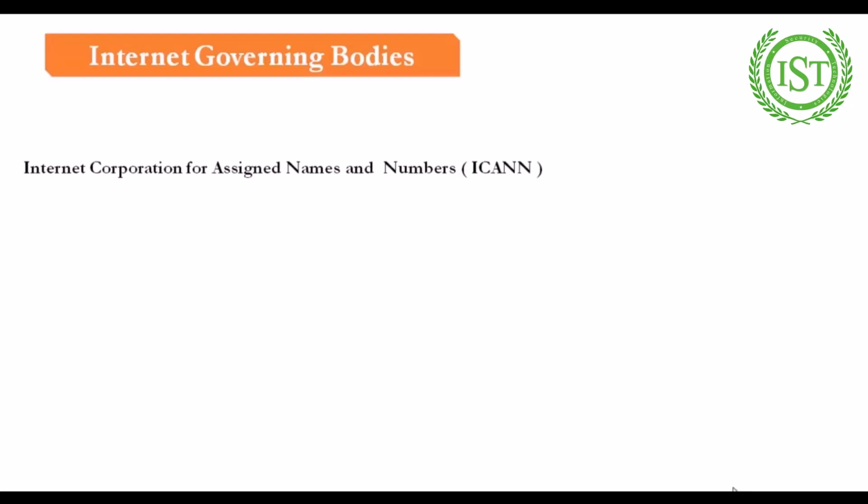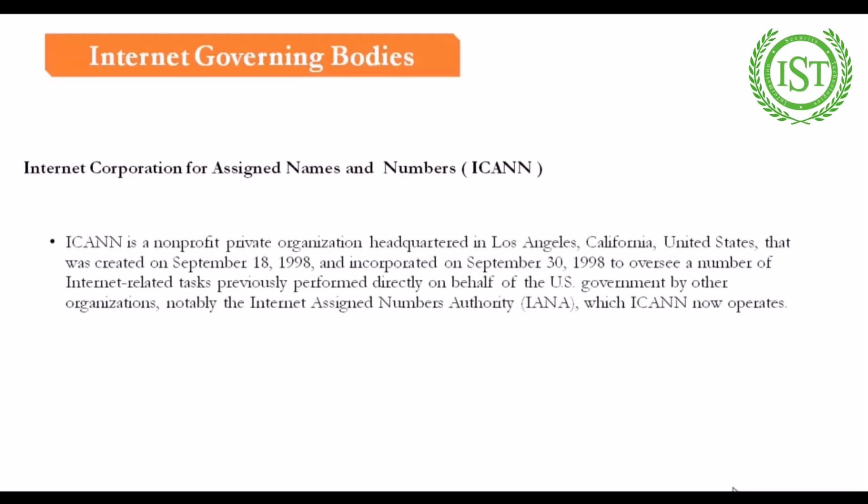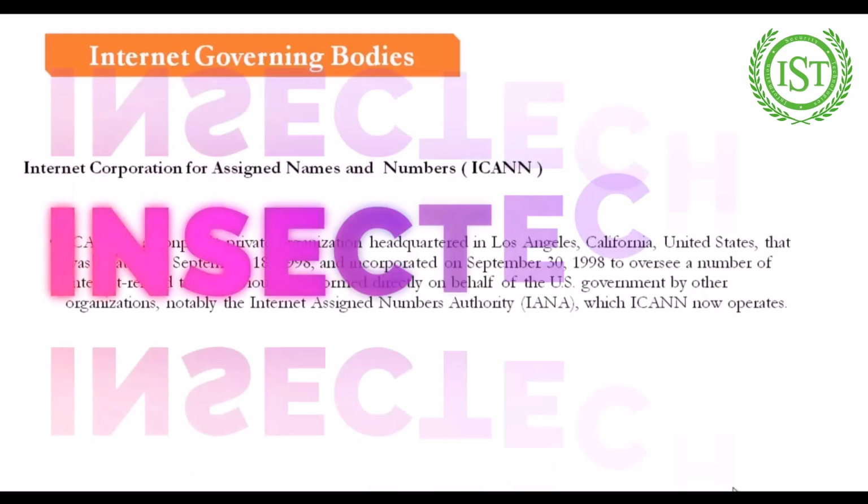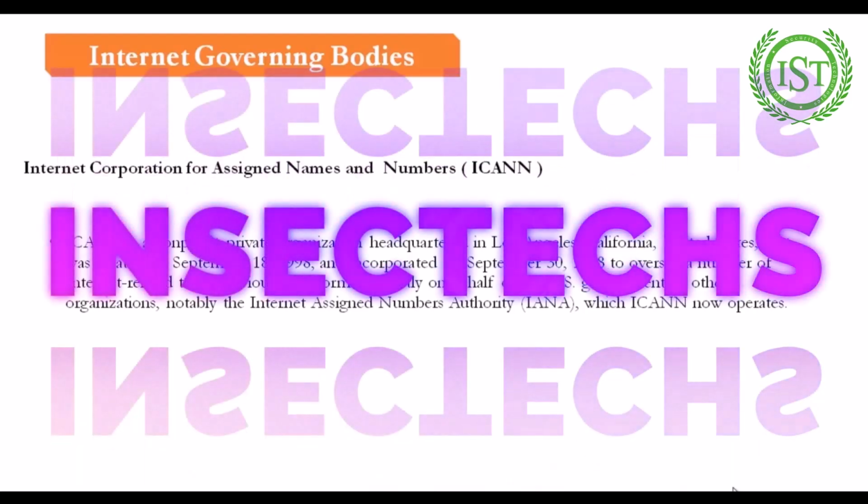And the next one is ICANN, which stands for Internet Corporation for Assigned Names and Numbers. This ICANN is a non-profit private organization headquartered in Los Angeles, California, United States, that was created on September 18, 1998. And this particular ICANN is responsible for the coordination of the global Internet systems of unique identifiers and in particular ensuring its stable and secure operation.